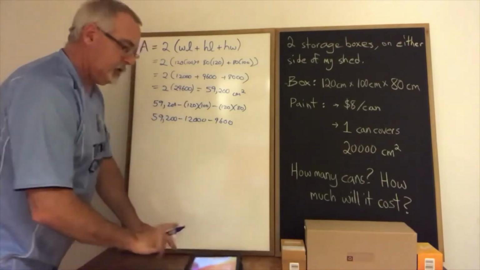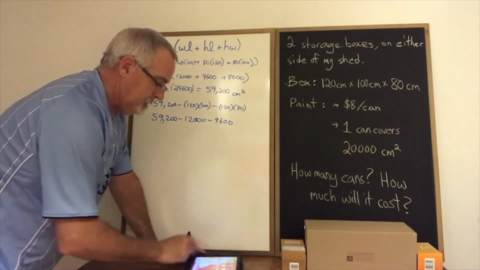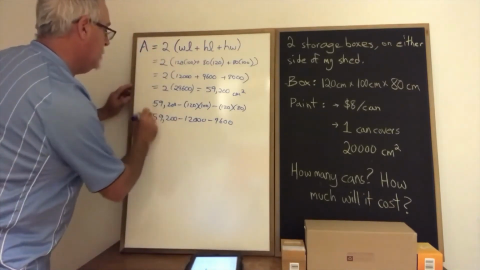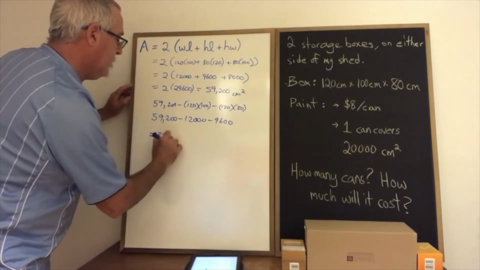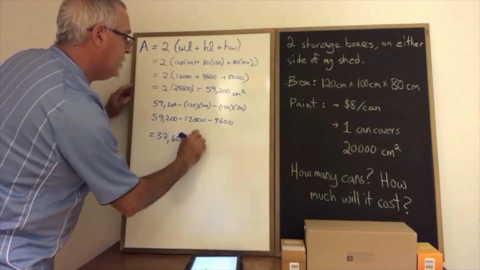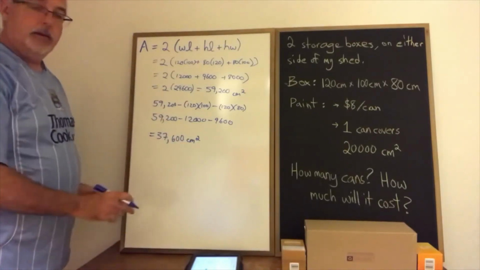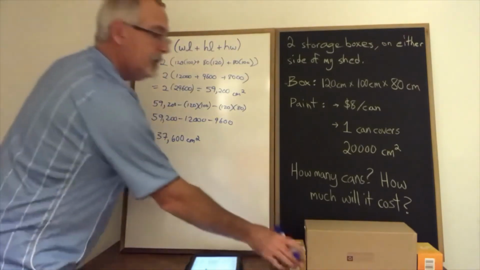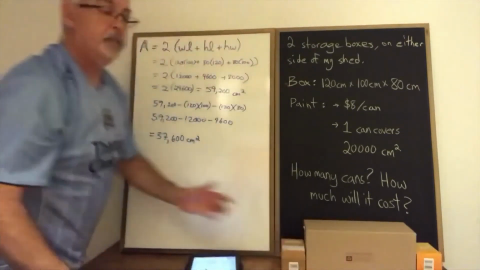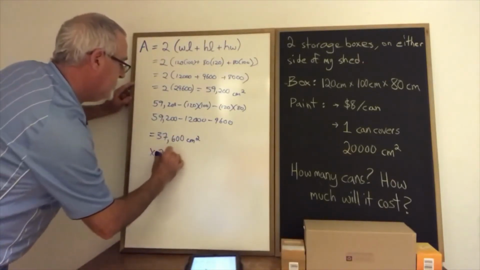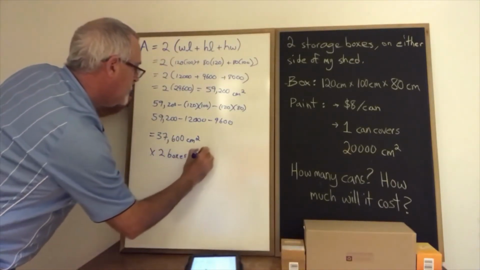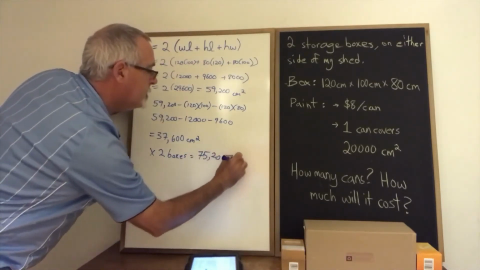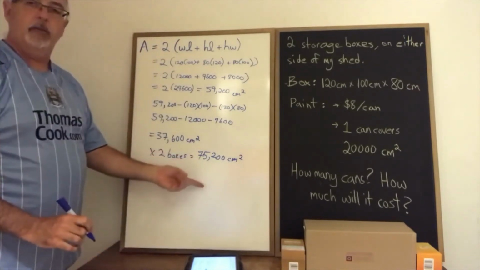When I do that subtraction, I get 37,600 centimeters squared. But I have to double that. So it's not the same thing I did here when I multiplied by 2. That was part of the formula. I have to double it because there are two storage boxes. And I get 75,200 centimeters squared. That is how much area I have to paint.